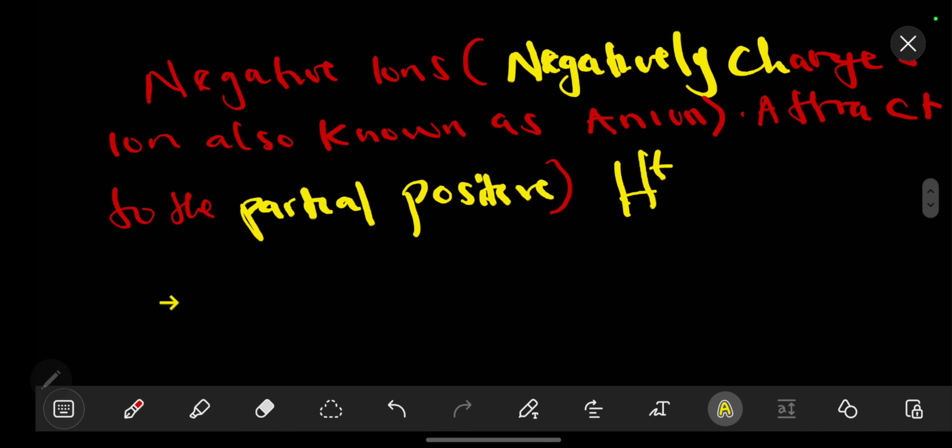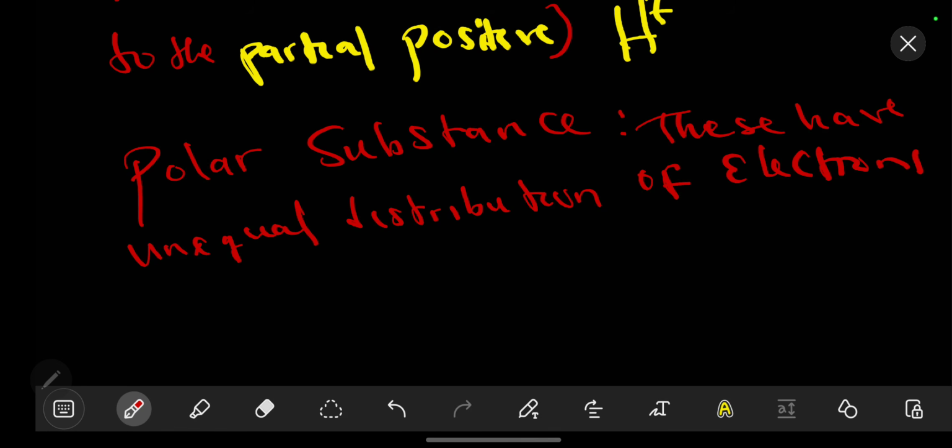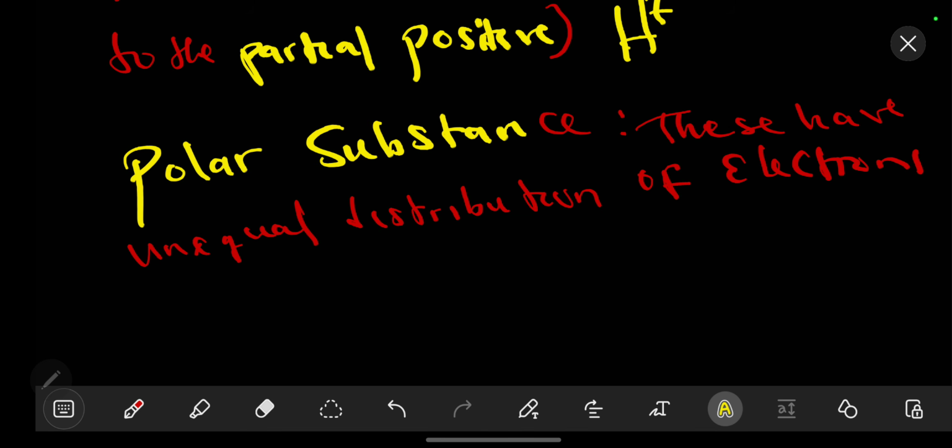Now what you must know is that water itself is a polar substance. So what we mean by a polar substance is that it has got an unequal distribution of electrons. Remember, when we defined the partial negative and the partial positive, we are looking at which one has more electrons. Now due to that, you will find that we have a polar substance, a substance that has got an uneven distribution of electrons. The electrons are not evenly or equally distributed. So that is what we call polar substances.